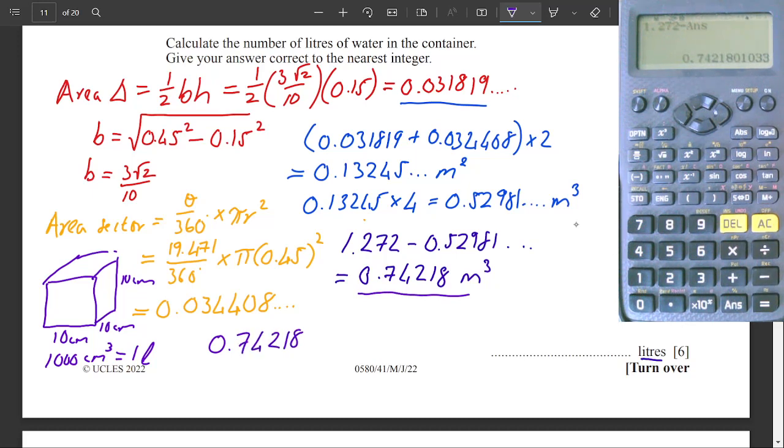0.74218 meters changed to centimeters would be times 100. But because we are cubing, we need to cube this factor. So I take my answer there and times it by 100 cube. Bam. Okay, so that's what we have.